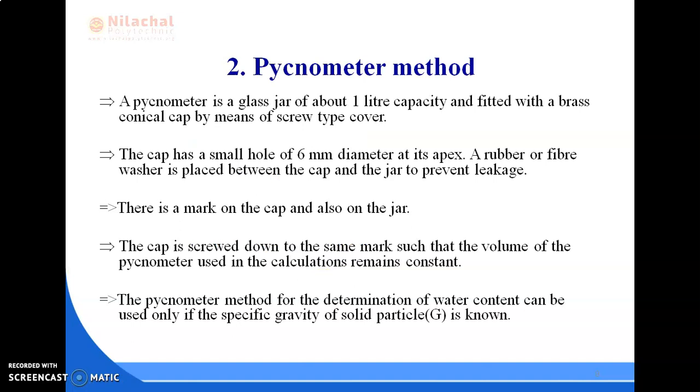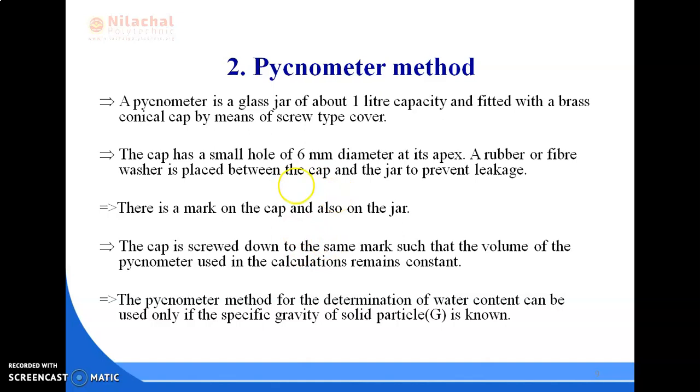Then the second method is the pycnometer method. A pycnometer is a glass jar of about 1 liter capacity, fitted with a brass conical cap by means of a screw type cover. This is also a quick method for determining the water content of soil, basically where the specific gravity is accurately known to us. In that particular case, we can apply this pycnometer method to find out the water content.